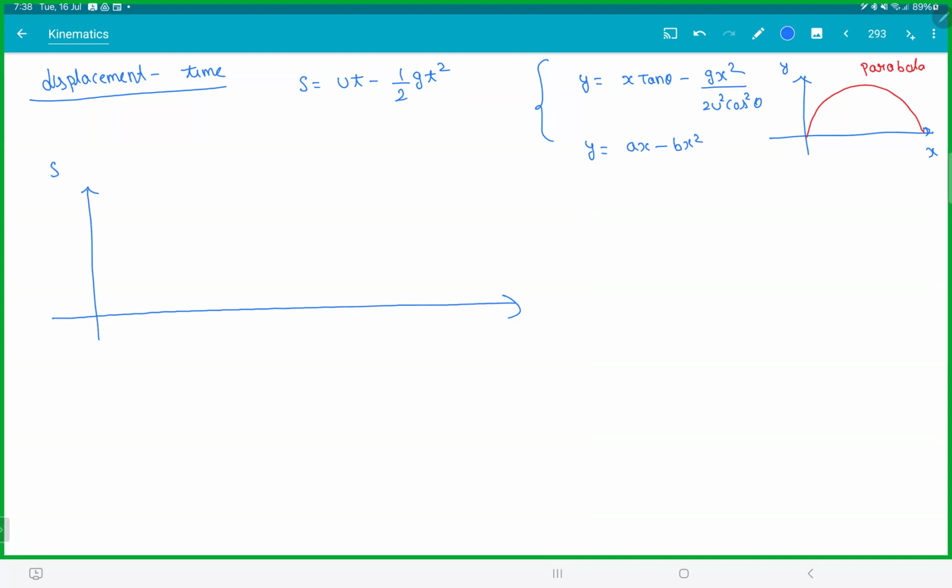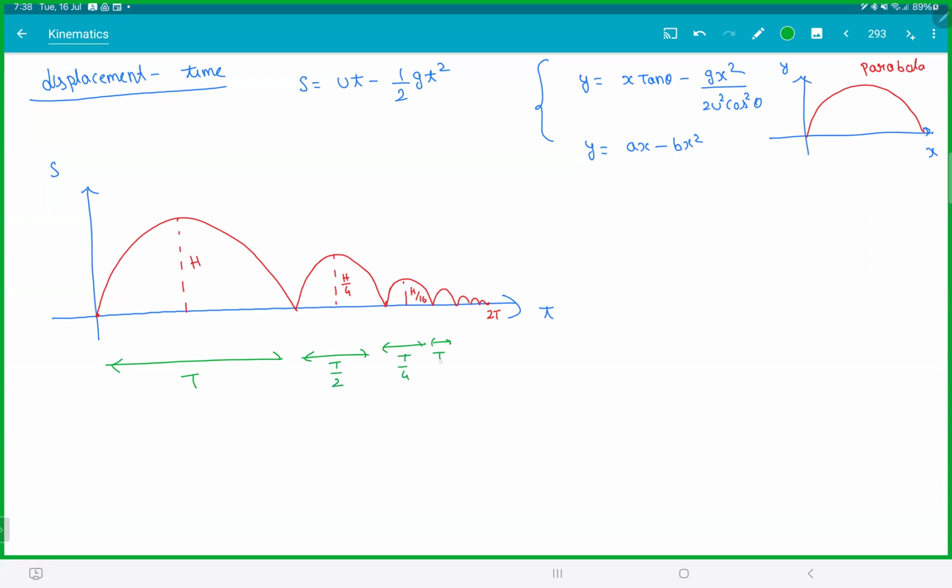So when you try to plot this graph ST, you start from 0. That's the first thing. You go up, you come down. This is your h max. And then h by 4. Then h by 16. Then you become smaller, smaller, smaller, smaller. And the graph stops at 2t. So the height becomes 1/4 and the time becomes half. Is this clear, everyone?